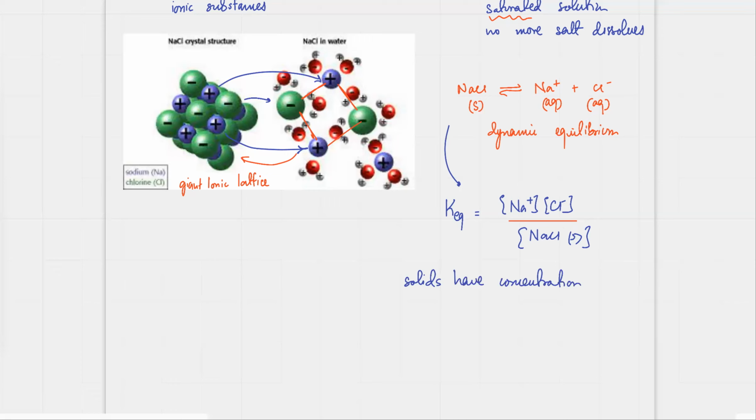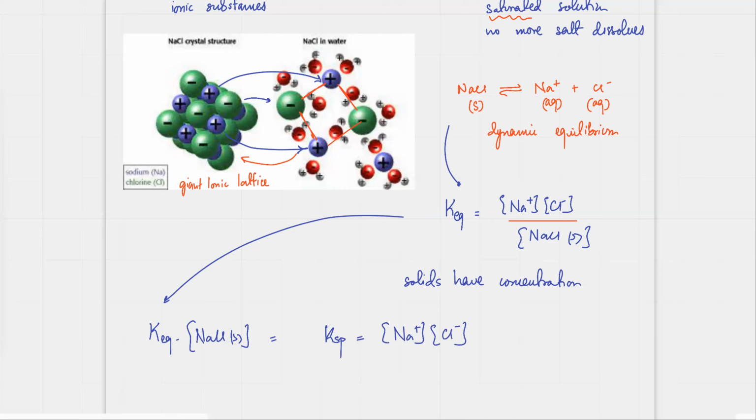Or in other words, you don't write it in the expression. What you state is that you take the two constants together. The NaCl solid concentration is also a constant, and you call this Ksp. So Ksp is Na plus 1 concentration into Cl minus 1 ion concentration. That is what Ksp stands for.